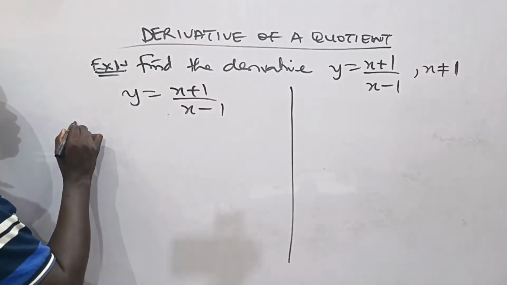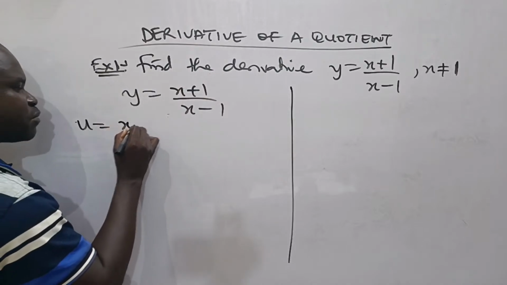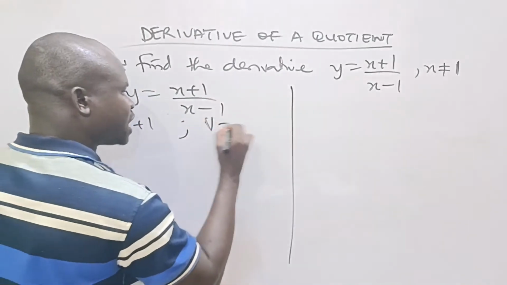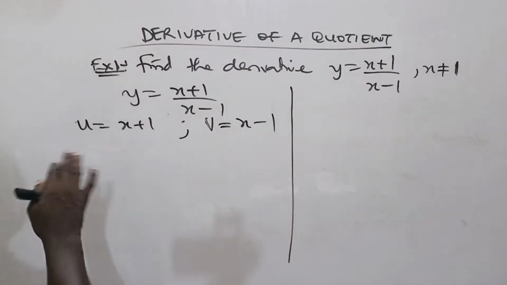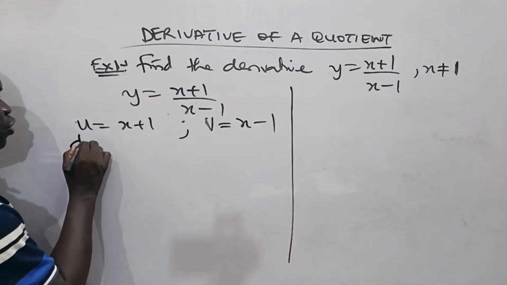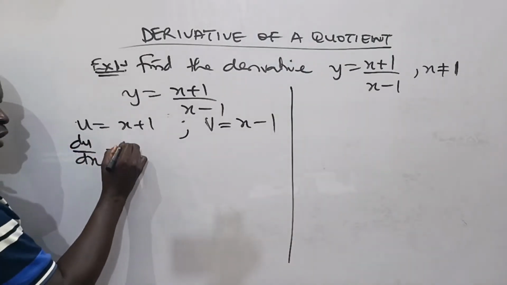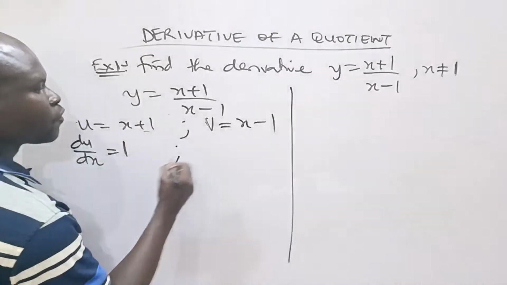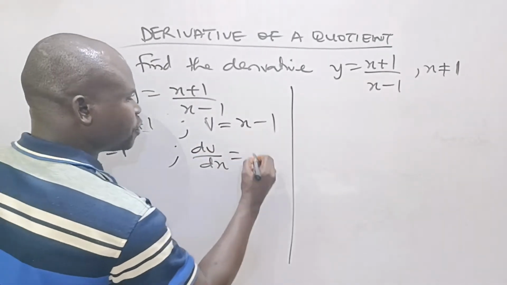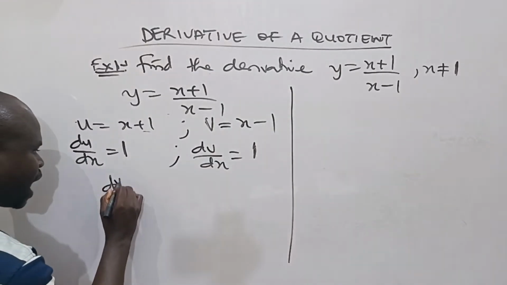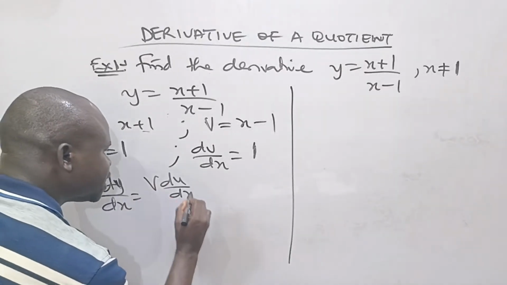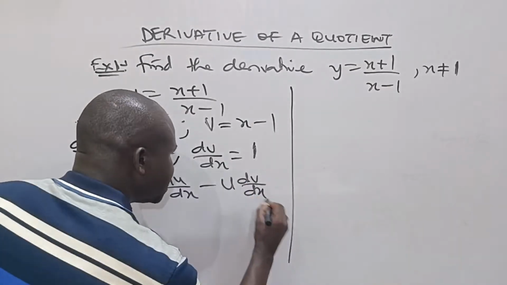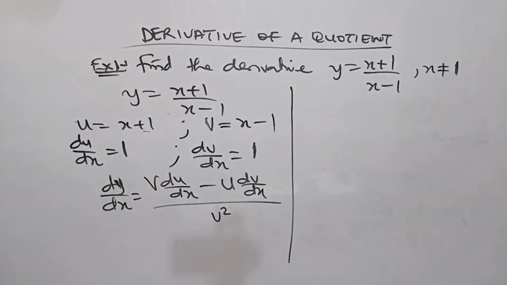What you do is that you represent the numerator as u, which is x plus 1. Then you represent the denominator as v, which is x minus 1. That is the first step. So you differentiate both the numerator and the denominator with respect to x. So du dx will now be, when you differentiate x, you are going to get 1. Differentiation of a constant is 0. Dv dx will also be 1. So what is the derivative? Dy dx, which is the derivative, will be v du dx minus u dv dx all over v squared. That is what we are going to get.